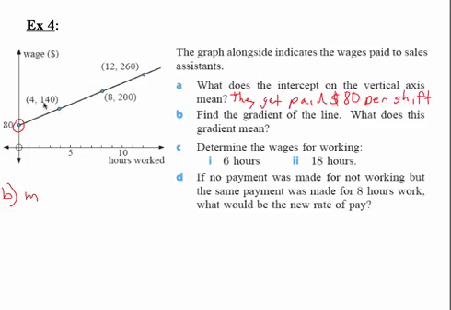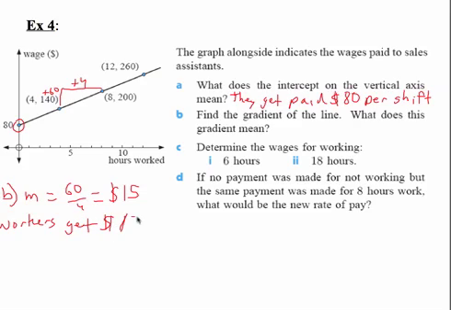We can pick a couple points here, but we can see maybe from this point to this point that we go up, the y value increases by 60, and the x value increases by 4. So your slope is rise out of run, which is 60 out of 4, which equals $15. That means workers get $15 per hour.